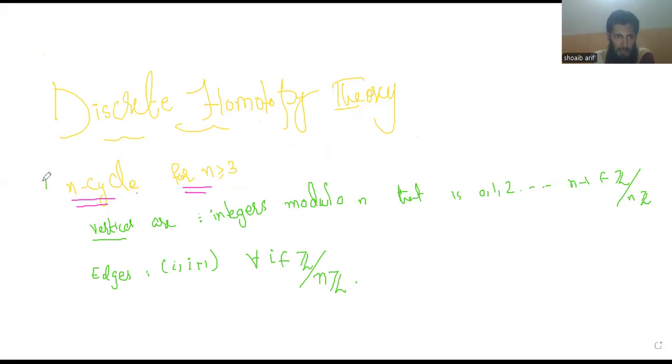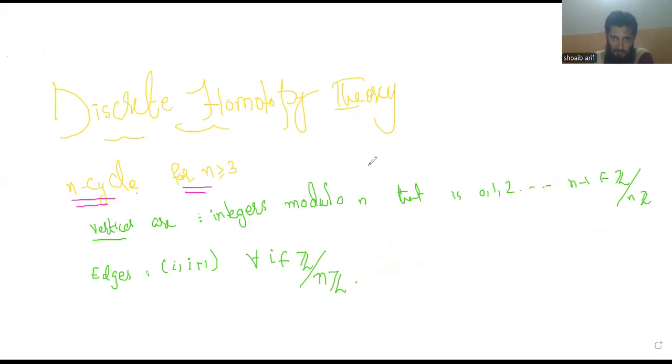Our first object is the n-cycle graph, where n is greater than or equal to 3. What are its vertices? The vertices are integers modulo n, that is 0, 1, 2, 3, 4, 5, and so on up to n minus 1, belonging to this quotient group. We can say these integers belong to Z_n, okay? And the edges are i to i plus 1 for all i belonging to the group Z_n.